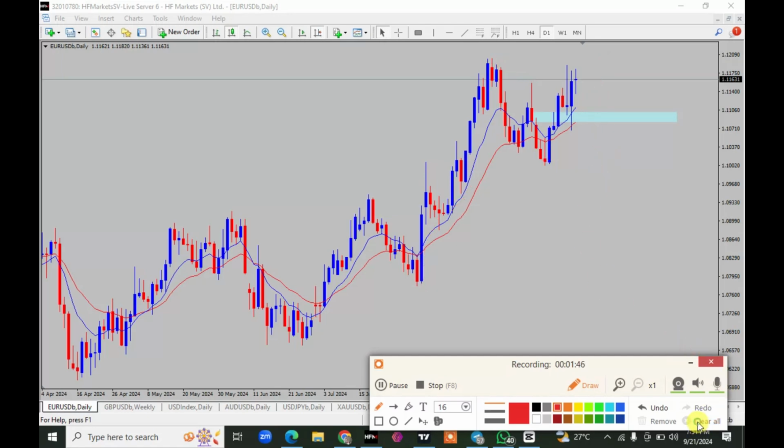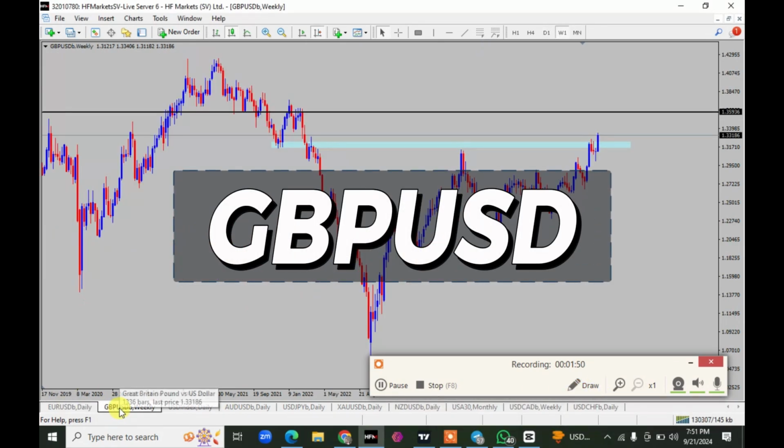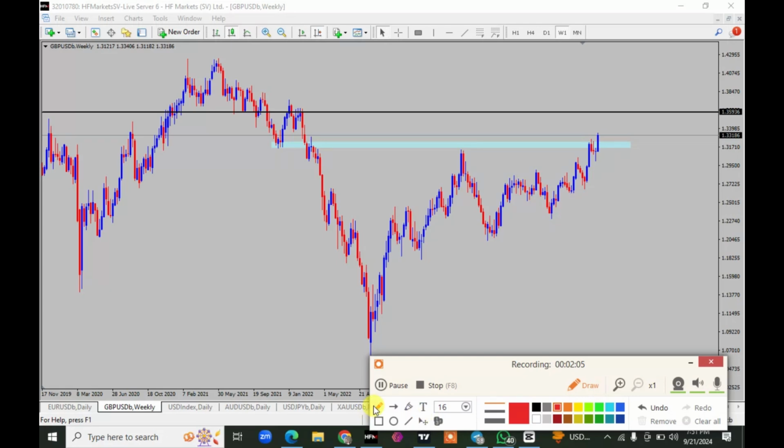So let's look at our next pair, which will be the GBPUSD. GBPUSD is currently also in an uptrend structure. You can see that the GBPUSD has broken a major high. So long as price has broken this major high, we are expecting price to continue to push higher. So we can see that we have a low, then we also have a higher low, higher low, higher low, higher low. So we expect price to continue to push higher this week for the GBPUSD.